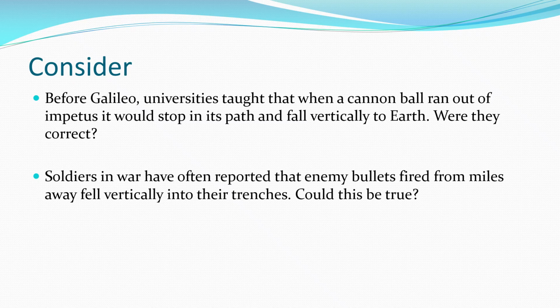I mean, the reality is, no, they weren't correct, but they weren't totally incorrect. The idea of running out of impetus doesn't exist, but an object will lose velocity until it stops and then begins to fall back to Earth. Which brings us to that next dot point there. Soldiers in war have sometimes reported that enemy bullets appear to fall vertically into their trenches. Is that possible? And as we'll see, it is possible for that sort of thing to occur. When an object is going up into the air, eventually its velocity will stop and it will start to fall back down again.